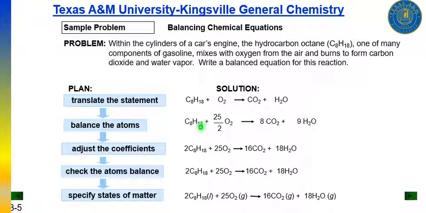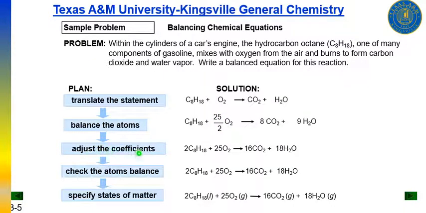For my hydrogen, I have 18 in the reactants. I have 2 in my products. Therefore, the H2O, water vapor, needs to be multiplied by 9. And then count the total number of oxygen. For your reactants, you have 2 oxygen atoms. Oxygen in your product, 8 times 2 plus 9 times 1, 25 in total. Therefore, your oxygen in your reactant, 25 divided by 2. This coefficient, 25 halves, is not a whole number.